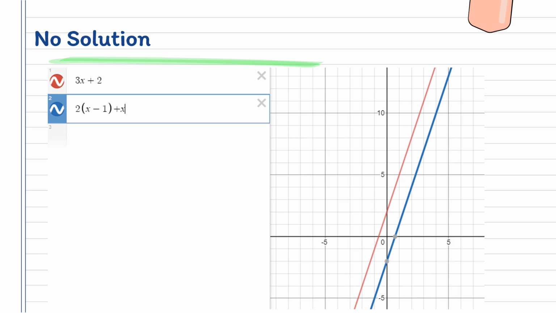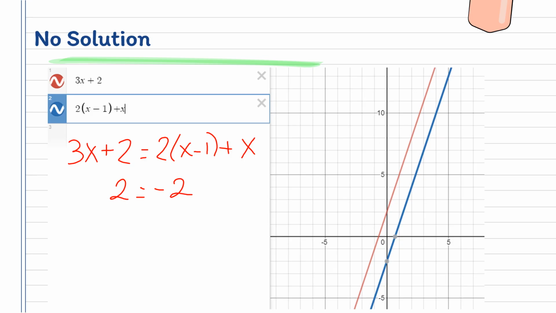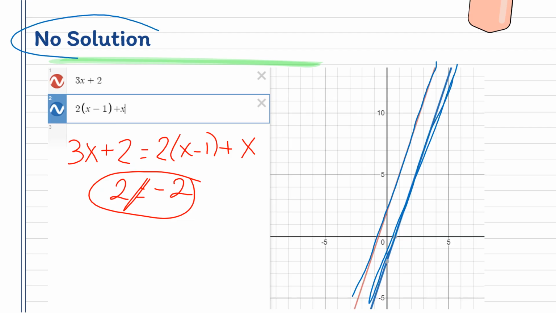No solution, so this is the one. It looked like this. And remember, I think we wound up with 2 equals -2. So clearly, just right here, we know that 2 is not equal to -2. And when I look at them on the Desmos, I can see that these two lines are not intersecting. So that's why there's no solution. There is nowhere that they are crossing.